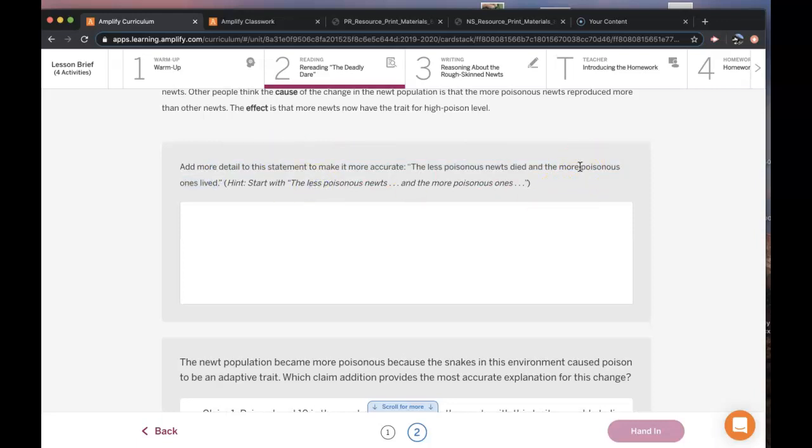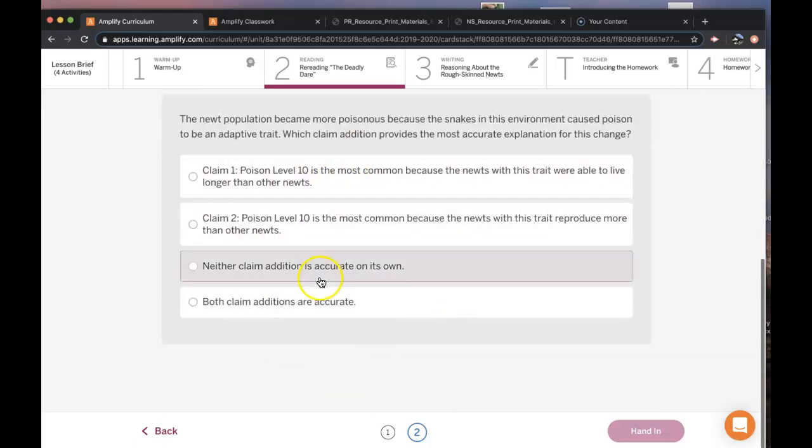So your explanation would be explaining, okay, well, if you have a non-adaptive trait, why are you more likely to die? Or if you have an adaptive trait, why are you more likely to live in this certain scenario that we're talking about here? So in this, I would be projecting the poll to see what the class said, but we're just going to skip that.